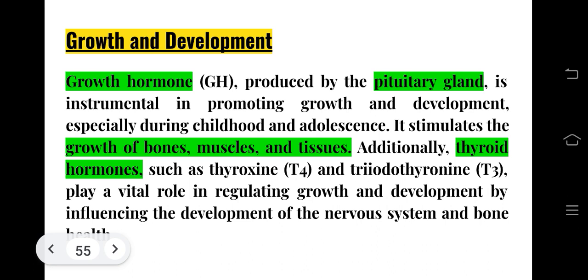Next one, growth and development. Growth hormone produced by the pituitary gland is instrumental in promoting growth and development, especially during childhood and adolescence. It stimulates the growth of bones, muscles, and tissues. Additionally, thyroid hormones such as thyroxine (T4) and triiodothyronine (T3) play a vital role in regulating growth and development by influencing the development of the nervous system and bone health.